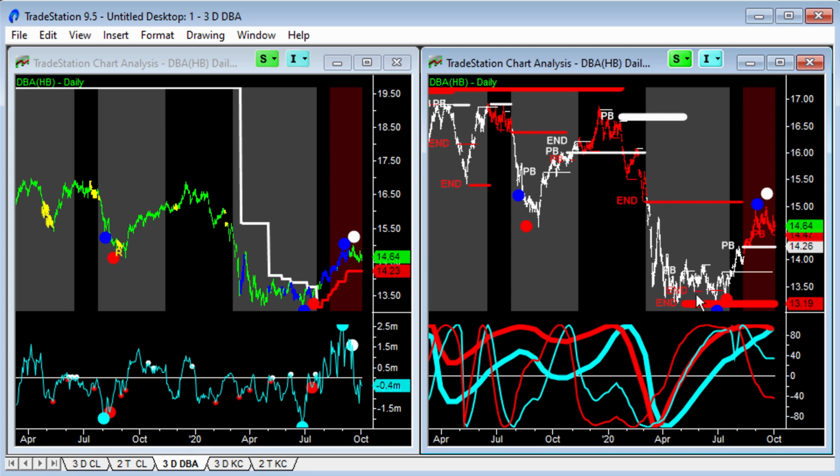Nice little pullback to end of trend on the lowest time frame, kind of cycling in there with that exhaustion sell bullish divergence, and then signaled this kind of breakout above 14 a few weeks ago that was looking interesting. So DBA and ag in general, I think, is going to be a nice area to play in for the next few years for some potentially super big moves.